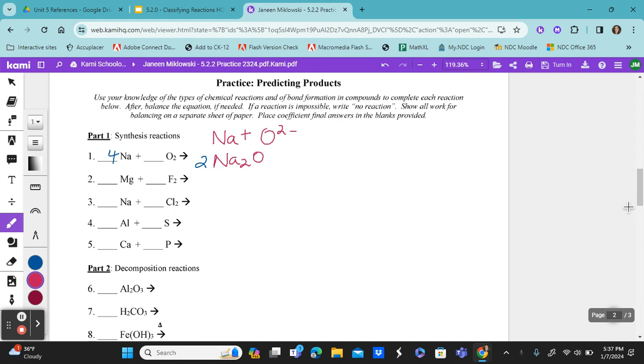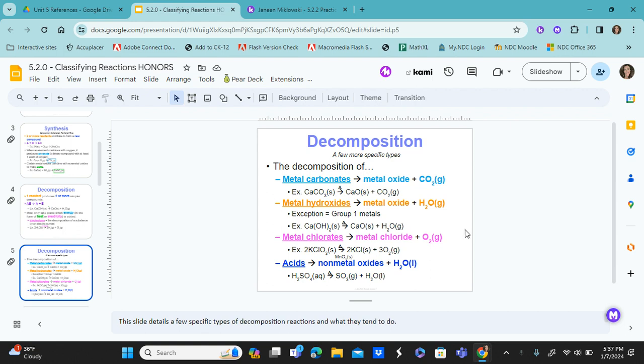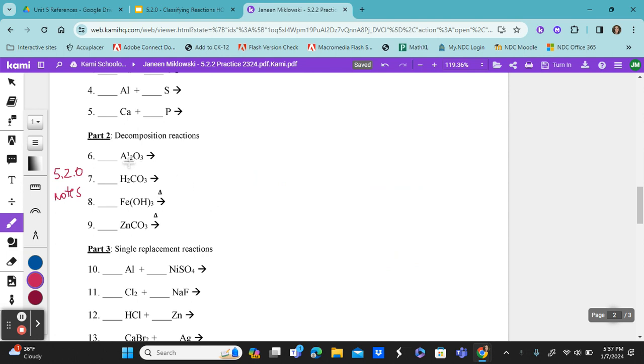The second set, decomposition, I would definitely check out your 5.20 notes because it has lots of examples to help you. So meaning if you go on that slide, like carbonates, this is what it becomes. Hydroxide, that's what it becomes. Chlorides, that's what it becomes. Like the first one is just two, you don't have carbonate or hydroxide. This is carbonate, that's hydroxide, that's carbonate. So I'll do a couple of them here.